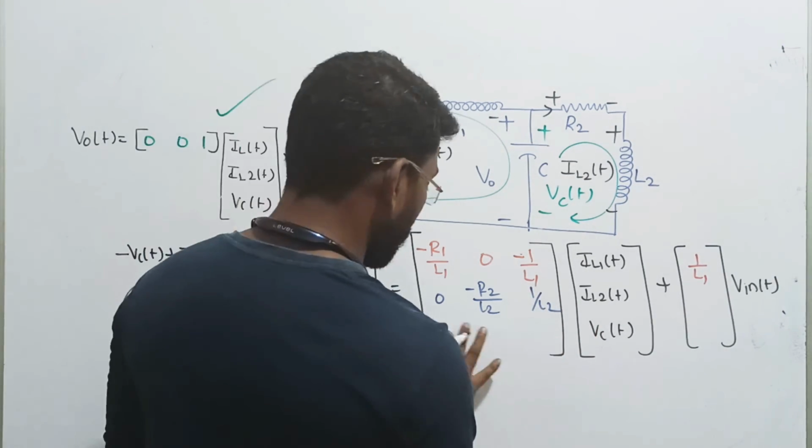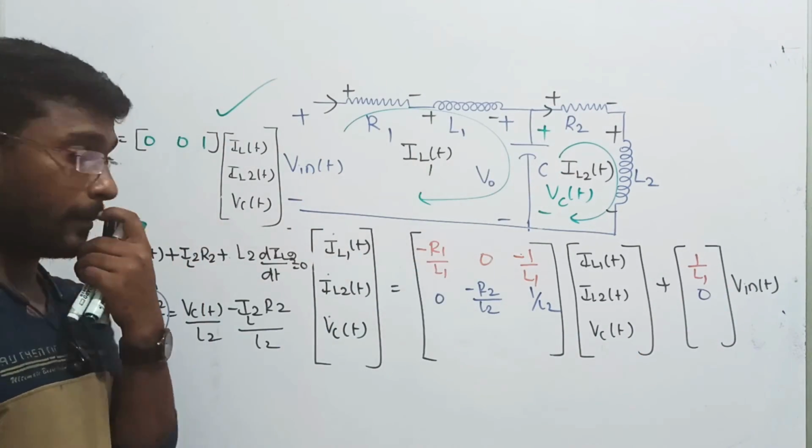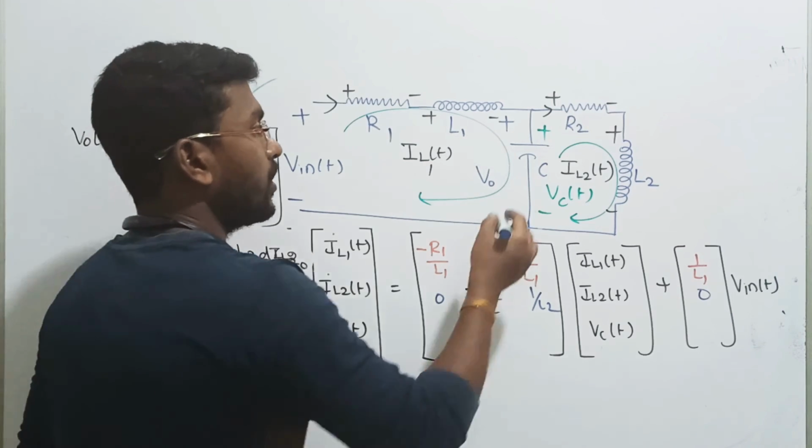It is over. Has U of t come? No, there is no U of t, so 0 into Vn of t. There is no input at all. Now shall we write Vc of t? Where is Vc of t?